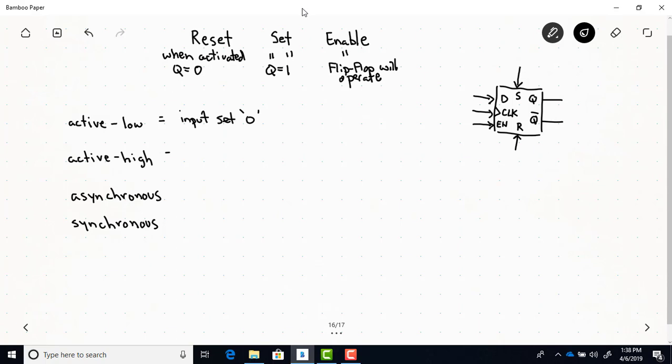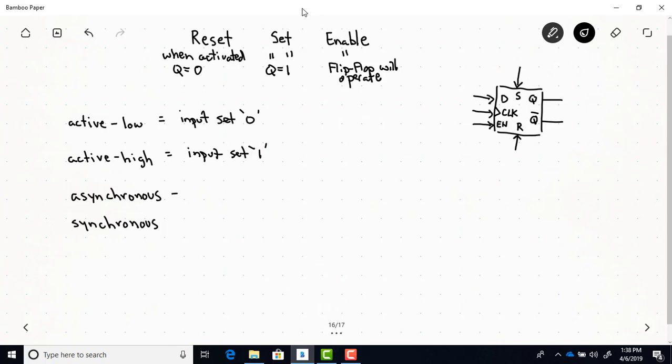And active high just means you need the input set to 1 in order for the function of that input to occur. So active high reset means you need a 1 on that reset input to get Q equal to 0. Active high set means you need a 1 on that set input to get Q equal to 1. And active high enable means you need a 1 on the enable input to get the flip-flop to operate.